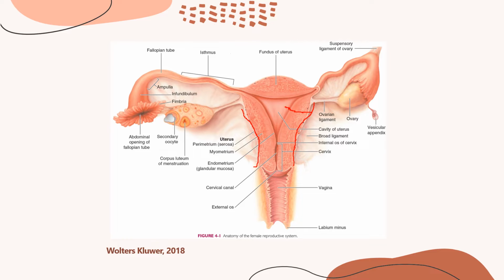Now, you also see here that this ligament that you see kind of draping over the fallopian tubes is the broad ligament, and this attaches to the ovary. We also have the ovarian ligament that attaches the ovary to the uterus, and then the suspensory ligament which attaches the ovary to the lateral pelvic wall.